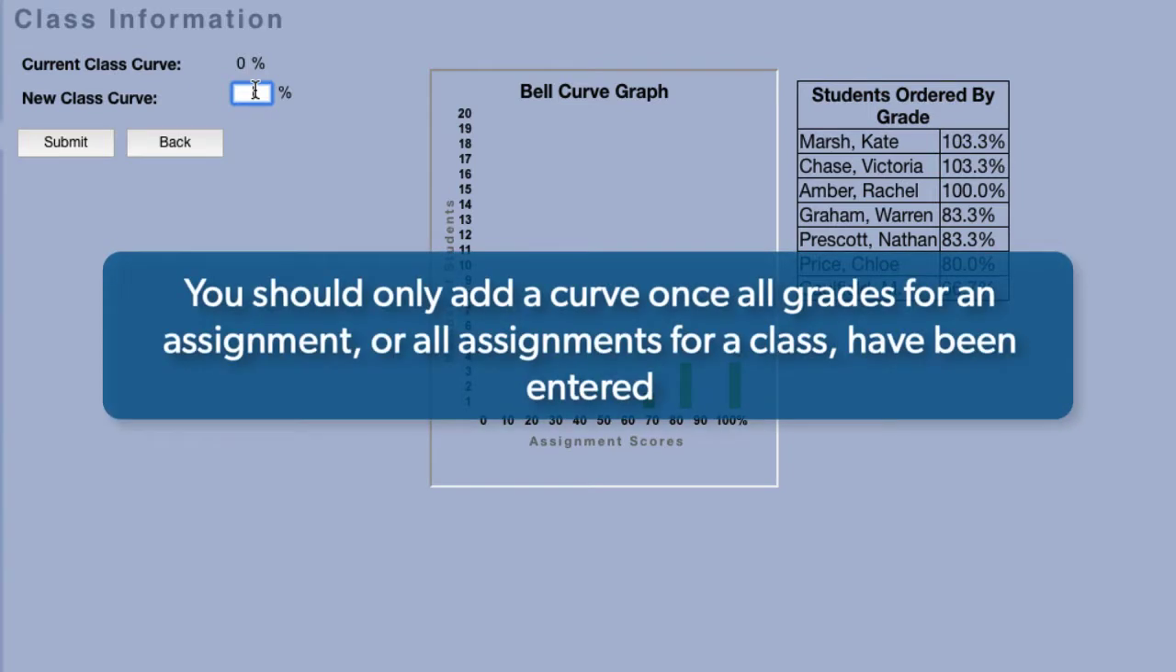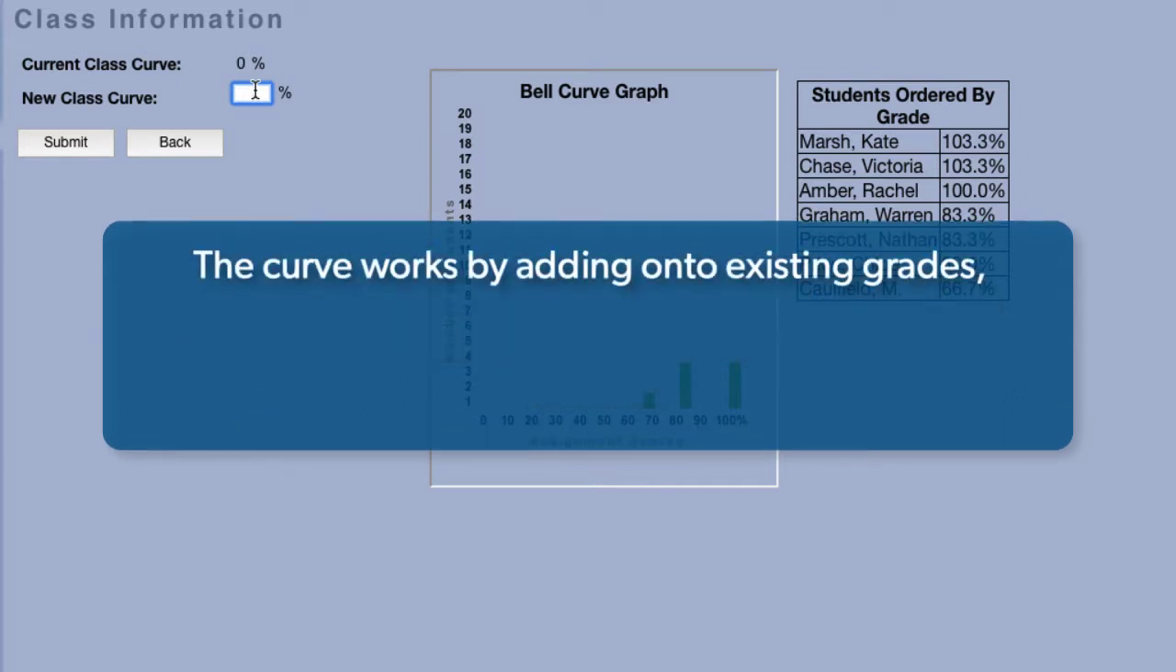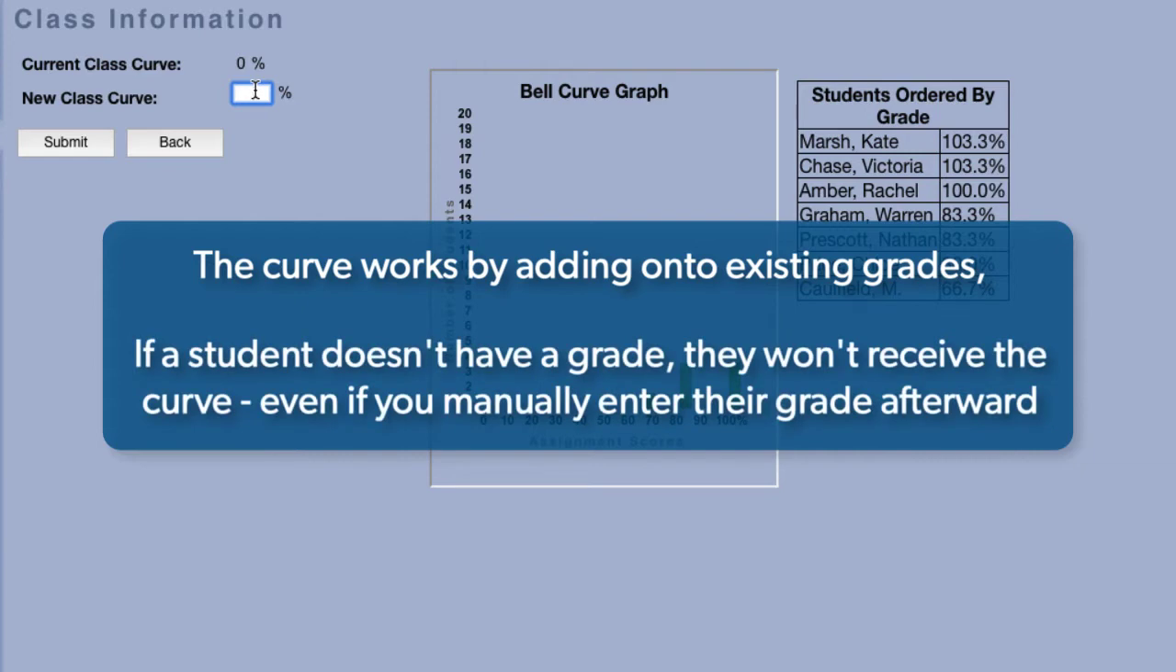One thing to keep in mind is that you should only add a curve once all grades for an assignment or all assignments for a class have been entered. The curve works by adding on to existing grades, so if a student doesn't have a grade, they won't receive the curve, even if you manually enter their grade afterward.